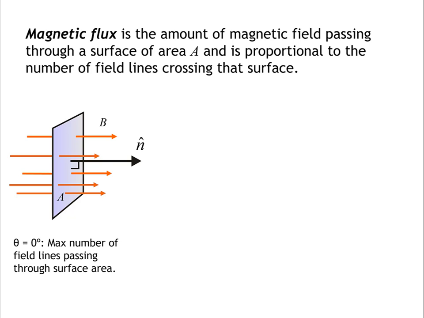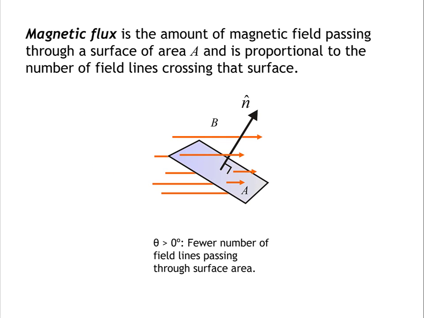Notice in this picture, we'll say this surface area vector is parallel to the magnetic field. They're pointing in the same direction. So the angle between the magnetic field and this normal vector is 0 degrees. Notice the number of field lines passing through the surface. I count 5 magnetic field lines.